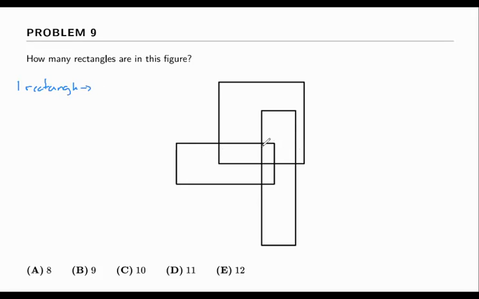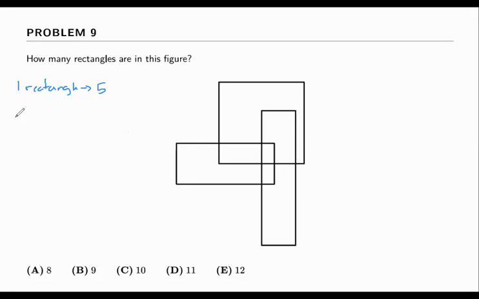So this smaller one is 1. This is another one, that's 2. That's just one rectangle. And this guy is 3, and then this larger one is 4, and this larger one is 5. So we have 5 rectangles that are each a single rectangle, okay?